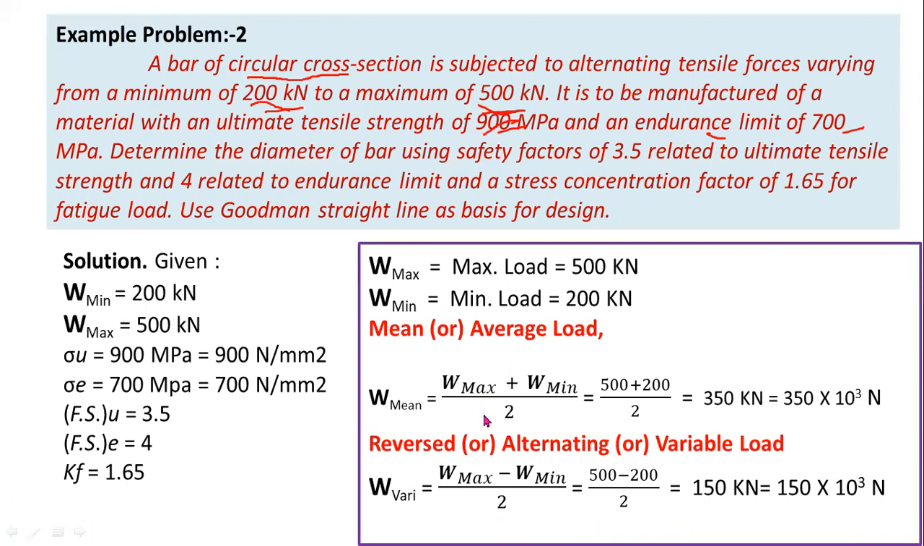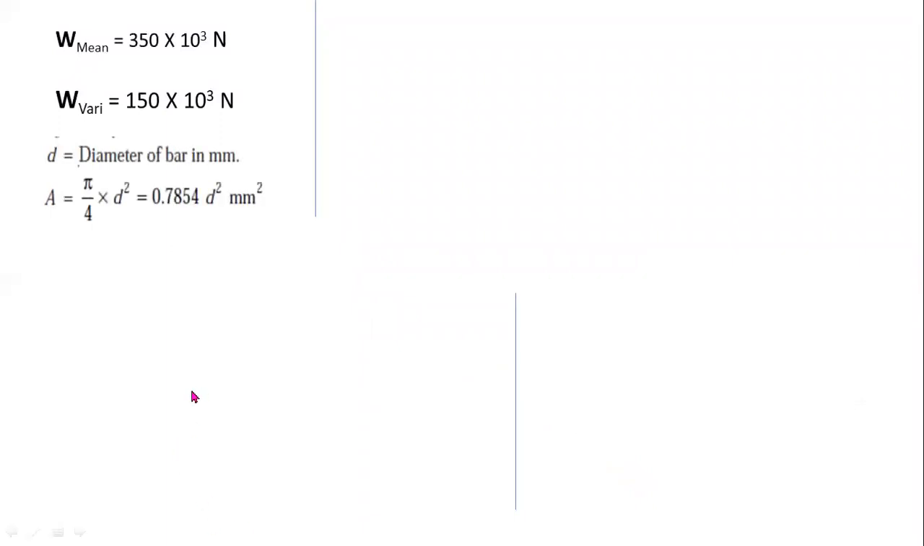Okay, these are the mean and variable loads. By using these mean and variable loads, we have to find out the values of mean stress and variable stress. So here the cross section is circular. That's why I'm taking cross section area A equal to pi by 4 d square. Here you have to find out the suitable diameter, small d. Capital A is the cross section area of a circular bar.